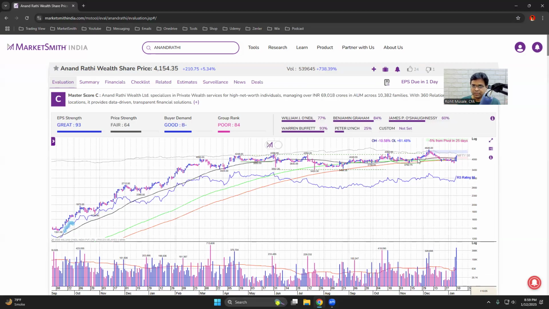Agreed, it's a long base. It is the first base. It can break out and things like that. But that is not the stock that I'm looking for.